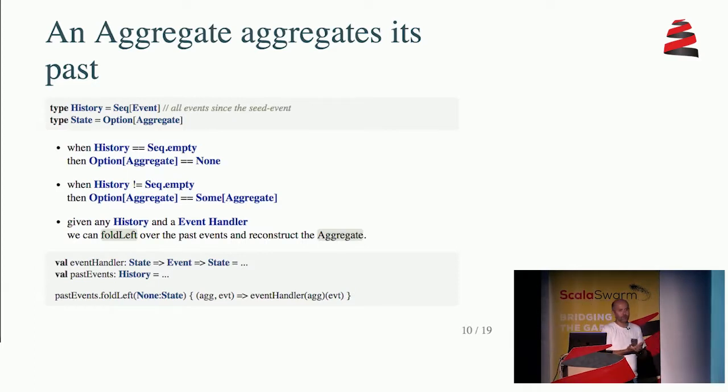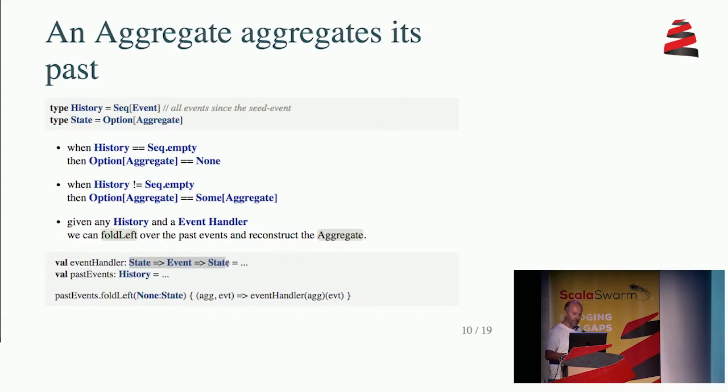So the idea that an aggregate in CQRS is the aggregation of the events brings us to the perception that an aggregate is just a fold left. It is the accumulator in a fold left. So if I consider my history of events, since the first event, as the history of my aggregate, when my history is empty and I apply my fold left on it, I get a none. And if my list is not empty, I get some aggregate.